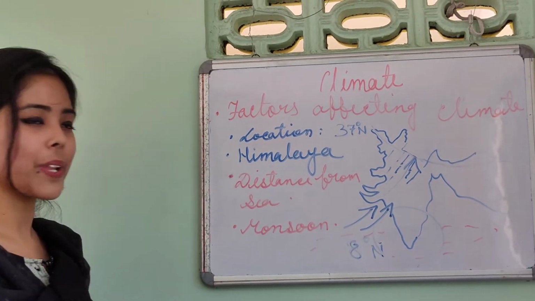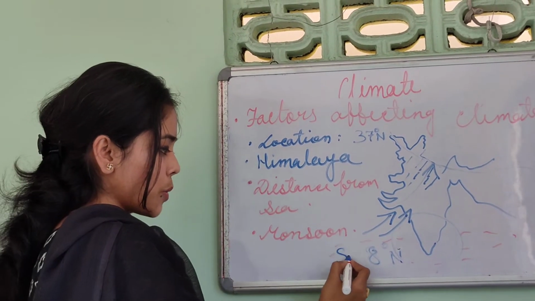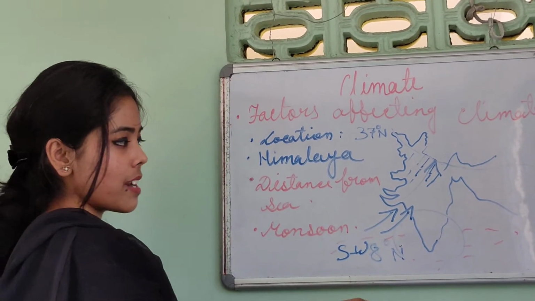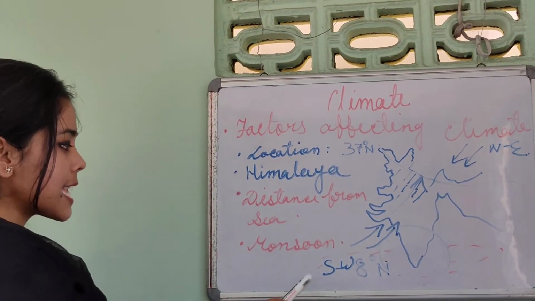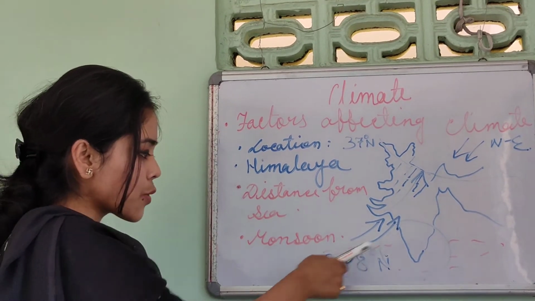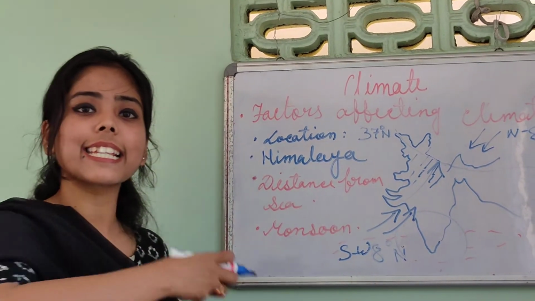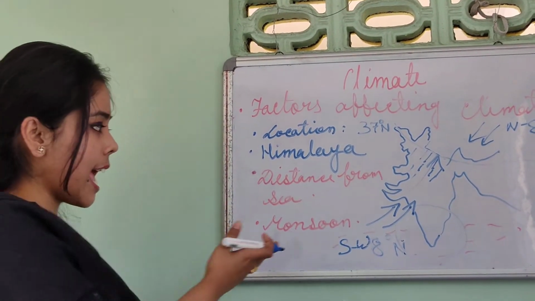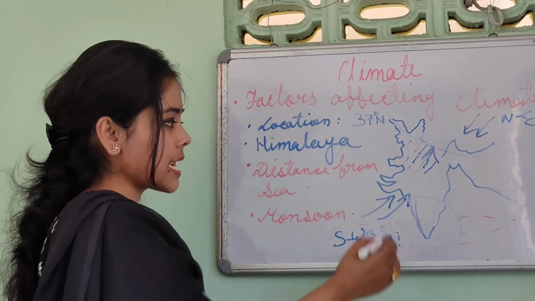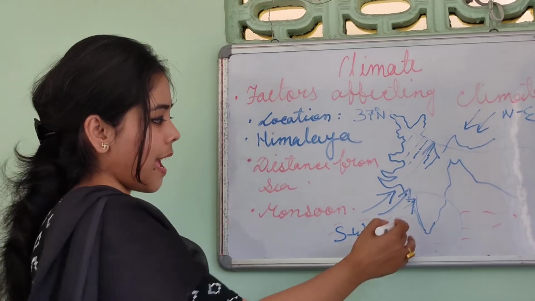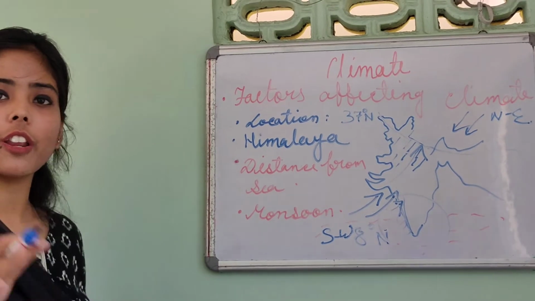Then the monsoon wind. I told you that monsoon plays an important role over there. There are 2 types of monsoon. One is southwest, which is coming from the southwest part. Another is northeast, that is coming from the northeast part. Southwest wind comes from the Arabian Sea. When it is coming from the sea, automatically it carries the moisture from the sea. And when it is going here, Western Ghat is present, it gets stuck from here and rainfall occurs. So due to the southwest monsoon, rainfall generally occurs.